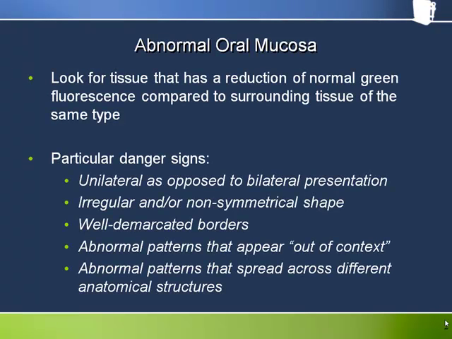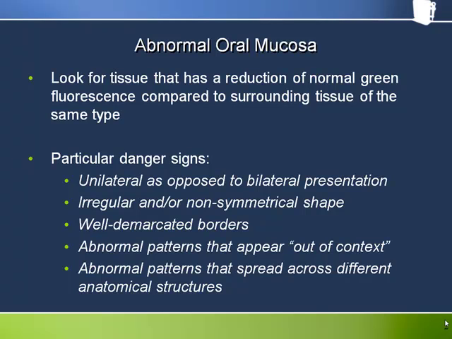As we move on to considering genuinely abnormal mucosa, we should remind ourselves of some general principles. Evaluation of a suspicious area should generally be made in comparison to the contralateral side. Areas that show an irregularly shaped but relatively well delineated reduction of normal green fluorescence compared to surrounding tissue of the same type and to the equivalent location on the contralateral side should be watched carefully.